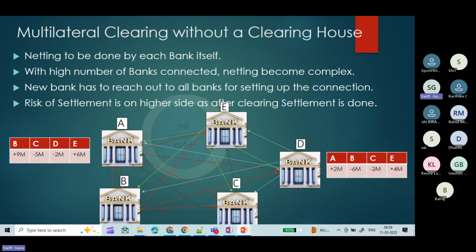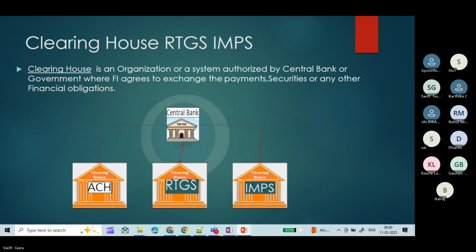The new bank has to reach out to all the banks to set up the connection, and the risk of settlement is on the higher side, as the settlement is done after clearing. So in this kind of system, within the country, they will pay off their final position amount after a predefined interval, and if any of the banks defaults, then there is a risk for the banks themselves. That's when clearing houses are involved for the local payment systems.